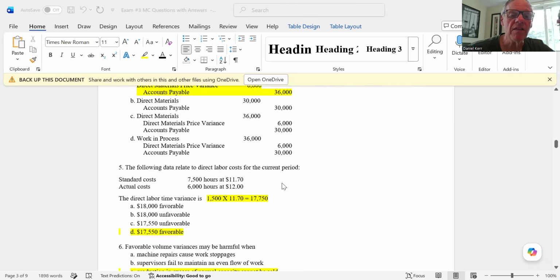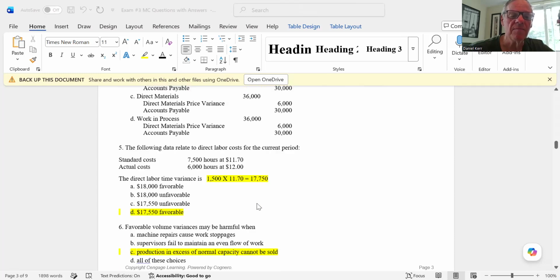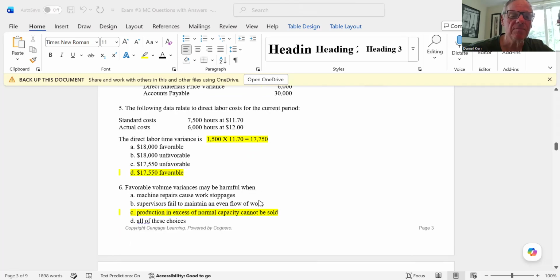Number 5, the following relates to direct labor for the current period, and they want to know the time variance. So the time variance is the difference between the standard hours and the actual hours. So standard hours were 7,500. Actual hours were 6,000, so they worked 1,500 hours less than they were supposed to. And you multiply that 1,500 hours times the standard cost, which is $11.70. So the direct labor time variance there is 17,750. So the answer is D.